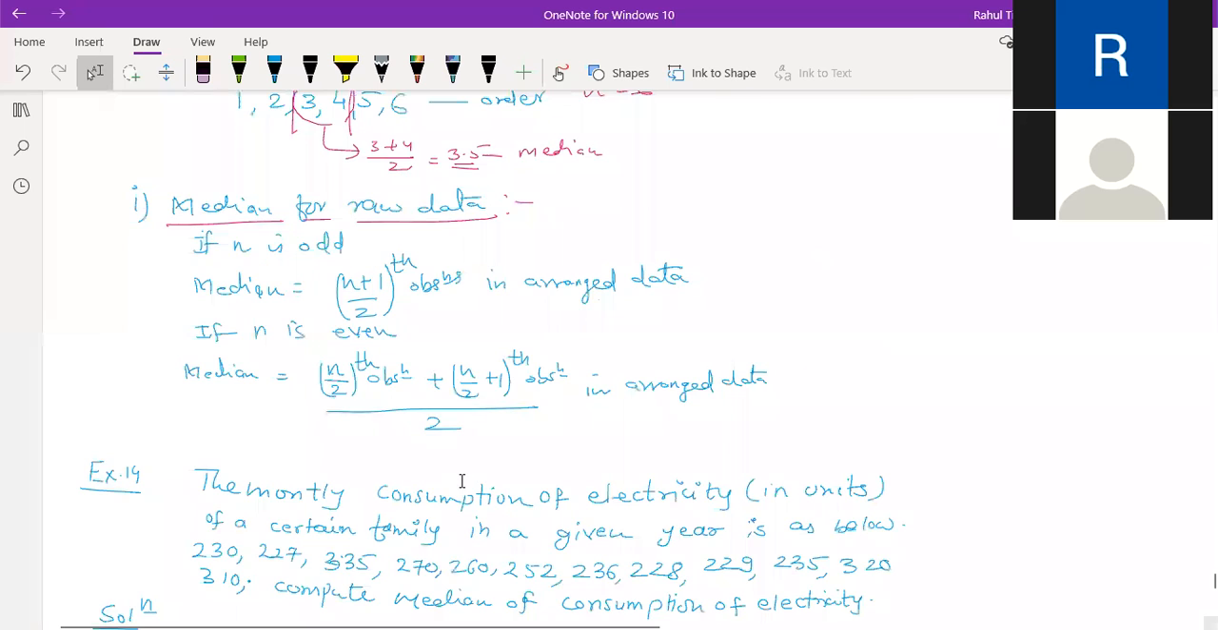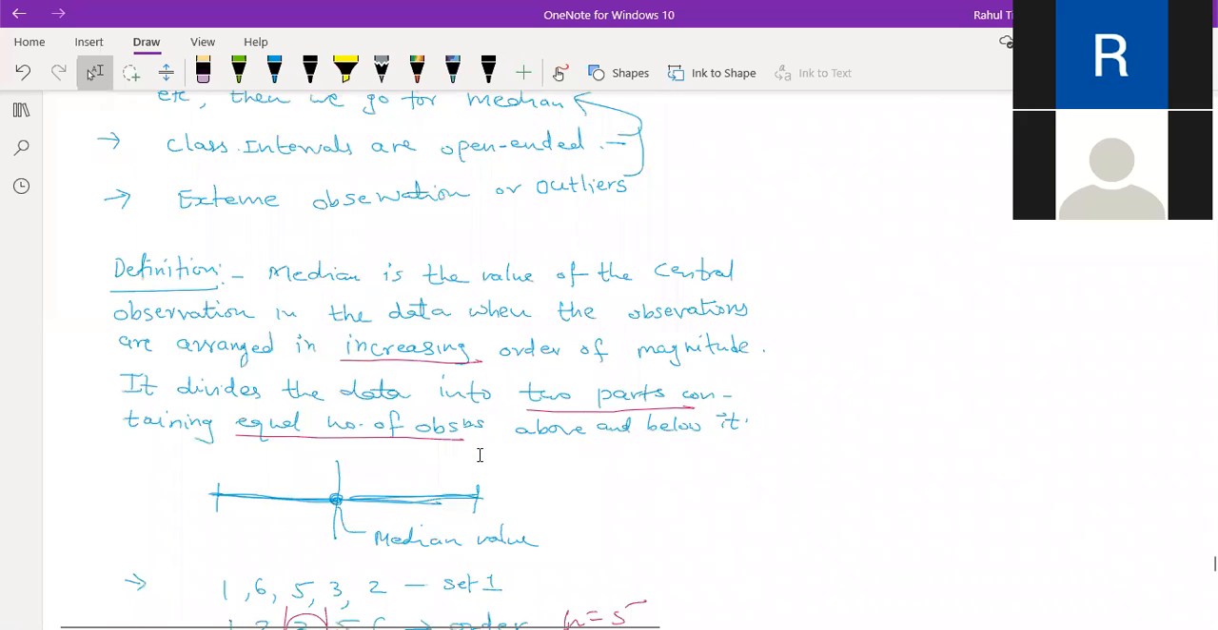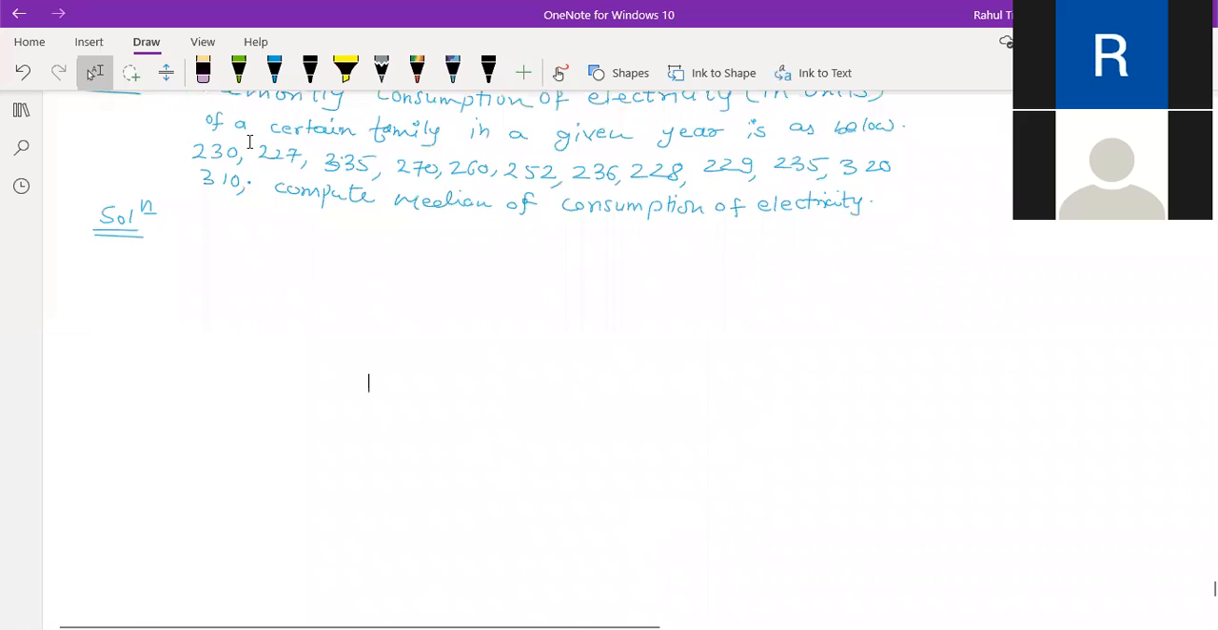So the steps are like we already did in the median case. What the median does is divide the data into two equal parts, according to the concept of the median, with an equal number of observations above and below it. But to get the median, we need to put the data always in order. So you have to write it in ascending order.